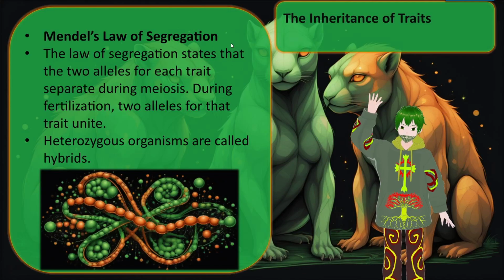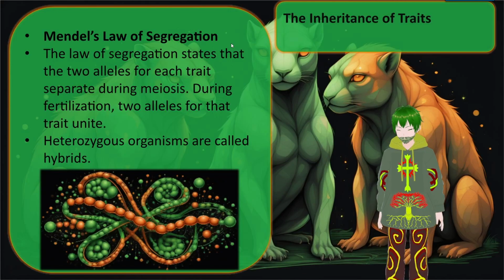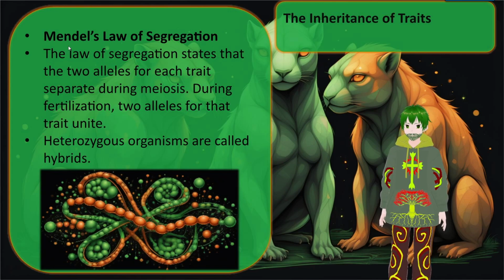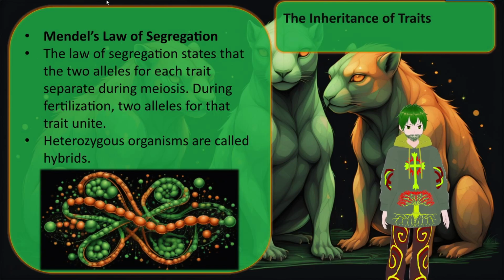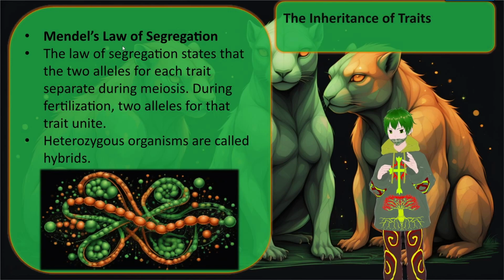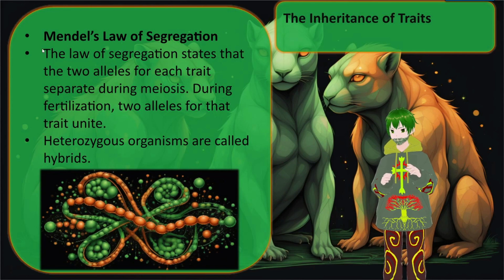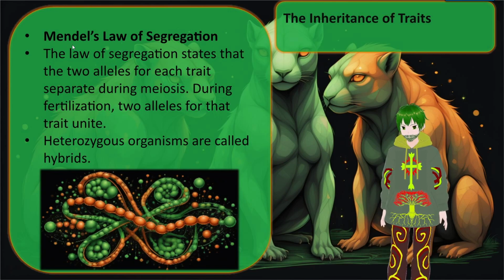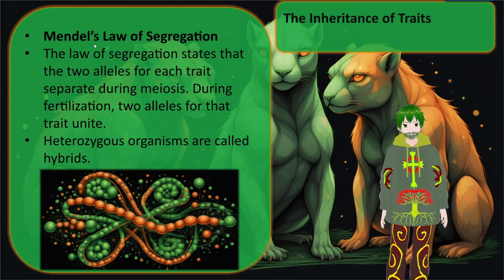Hey everybody, welcome back to the second half of today's lecture. If you recall, we left off with heterozygous and homozygous, dominant, recessive, and looking at alleles. And now we're going to look at some of Mendel's laws that he thought up from his exquisitely done pea plant experiments. So let's look at this.